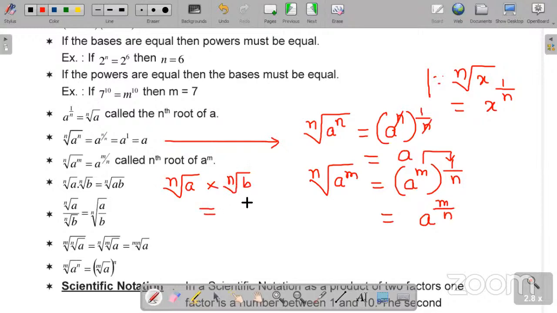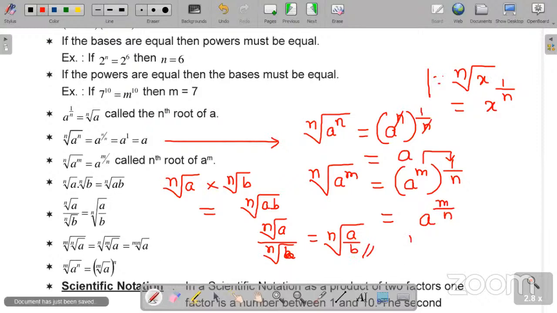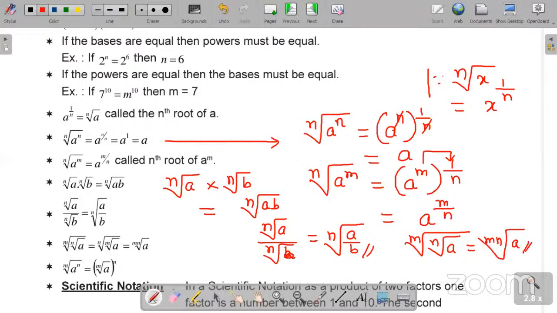Right? So next concept. Here nth root a multiplied with nth root b is there. What do you write? This is nth root of ab. Just like root a into root b is equal to root of ab, even nth root a into nth root b is also nth root of ab. Similarly, nth root of a by nth root of b can be written as nth root of a by b. So this is very interesting. Mth root of nth root of a means mnth root of a.